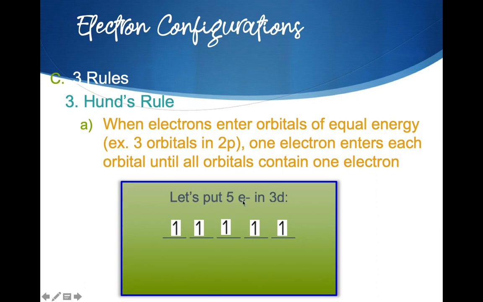If you have 5 electrons in the 3D sublevel, they can each take their own spot. If you had 6 or 8, they would have to double up, but only if they have to. The idea here is that we know 2 electrons could have fit in this orbital. If we had done that, it obeys the Pauli exclusion principle. But the point is that they don't want to double up if they don't have to. So this is also 5 electrons in a 3D sublevel, but Hund's rule says this is not going to happen. Instead, they're going to each take their own orbital.